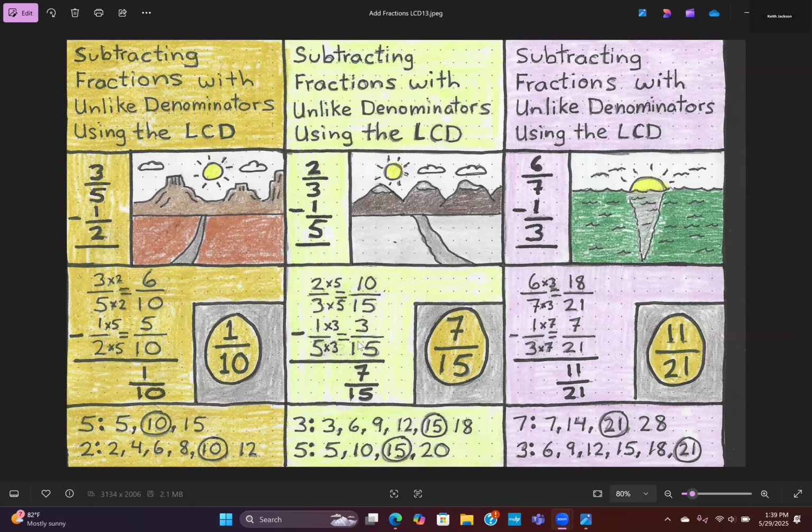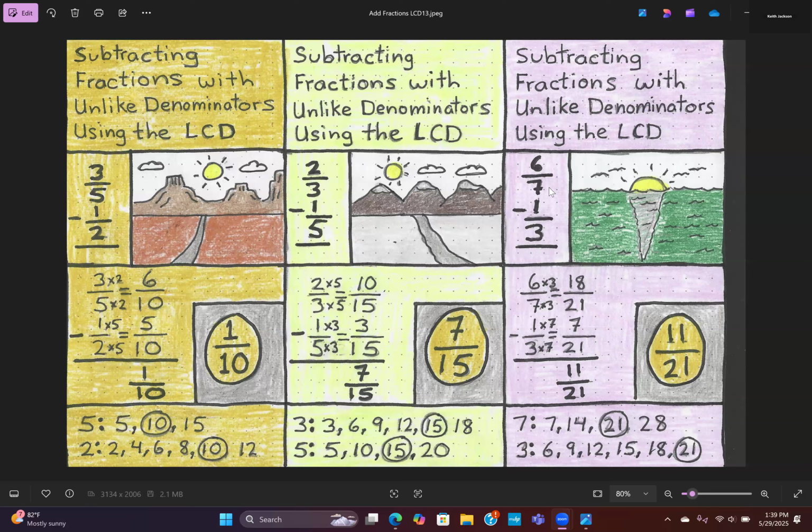and all we're going to do is subtract. And so we're going to subtract the numerators. 10 minus 3 will give us 7, and we're going to keep the denominator at 15, and so our answer is 7/15. And we're going to move on to our third big example in which we have 6/7 minus 1/3.